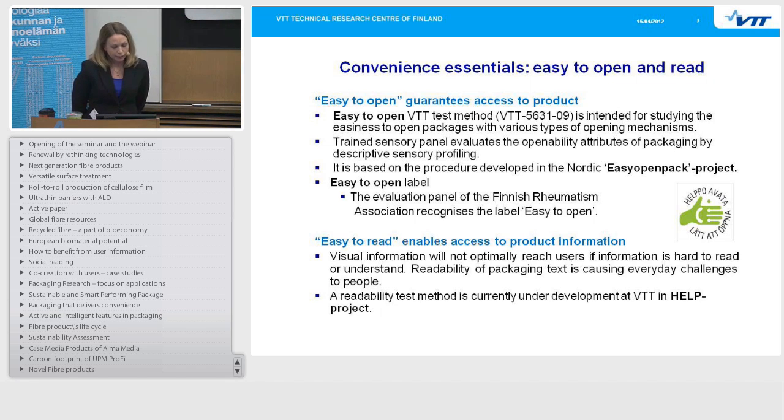Also, the easiness to read is highly important. But the visual information will not reach the users if the information is hard to read or understand. And still today, the readability of packaging is causing everyday challenges. Currently, we are developing a test method to test the readability of package text in a project called HELP. The project focuses on the easiness to use pharmaceutical packages. And we will publish this test method later on.